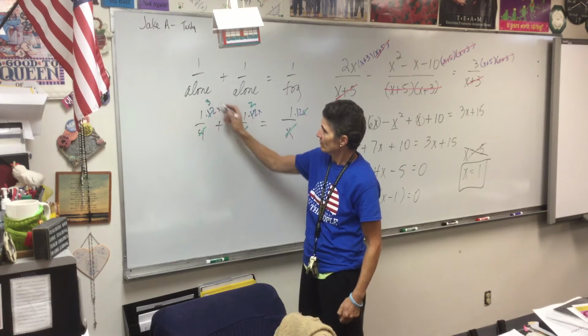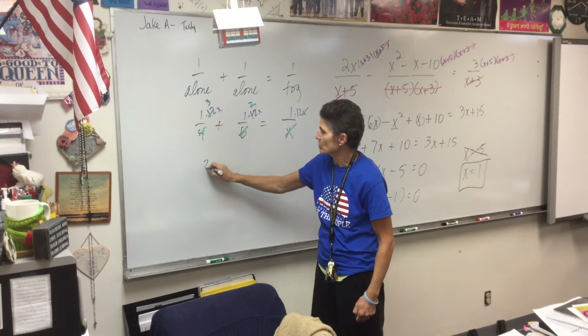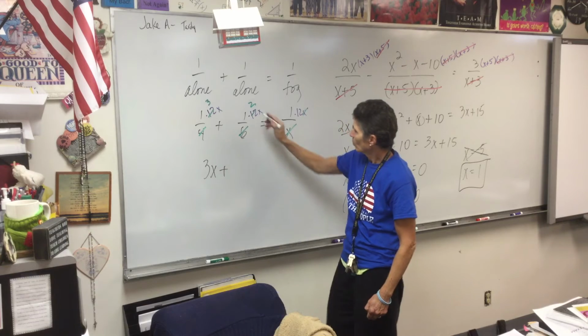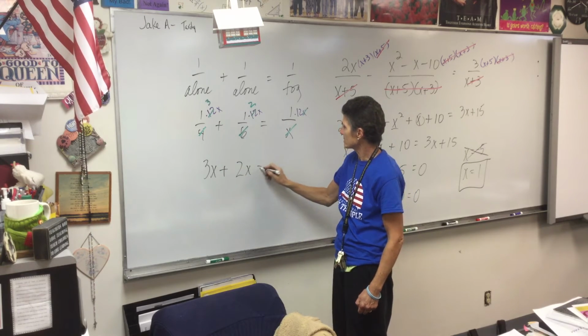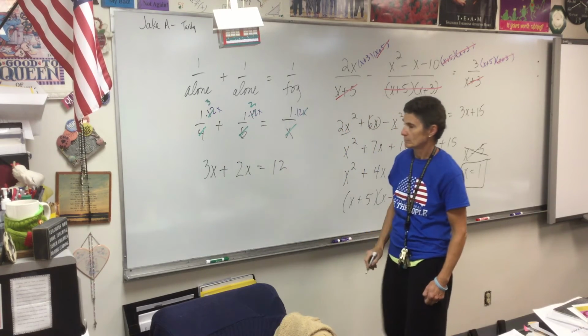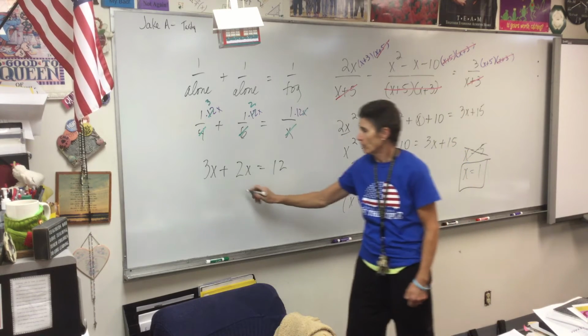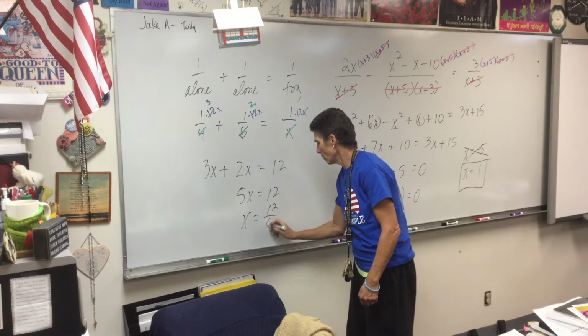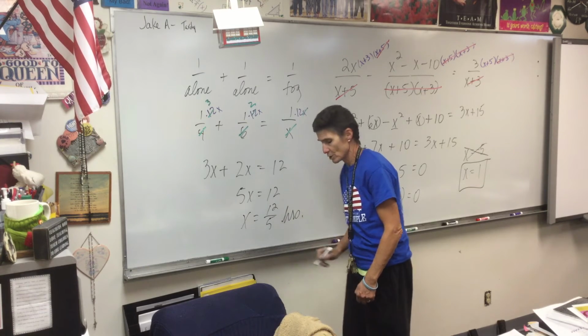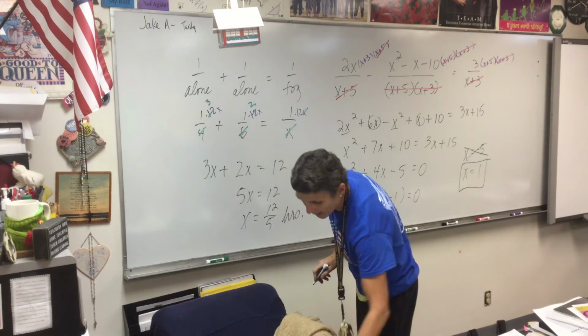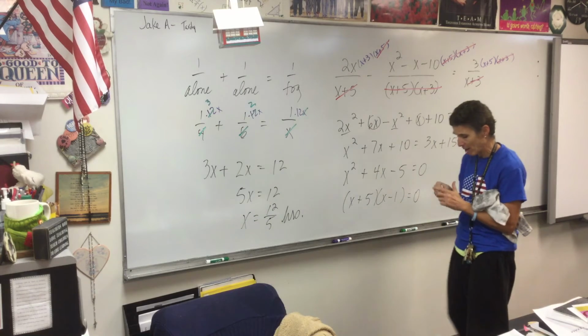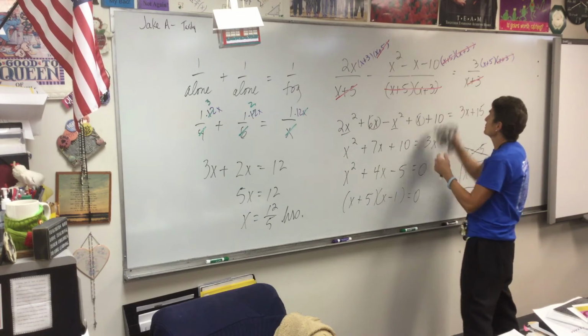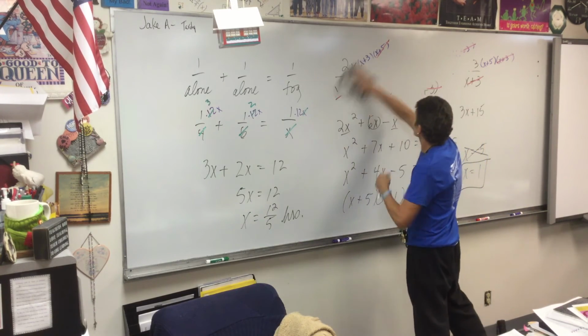What do I have left here? Look at that. 1 times 3 times X, that's 3X. 1 times 2 times X, that's 2X. 12. So 5X equals 12, and X equals 12/5 hours. So it takes them 12/5 hours to build the shelter together.